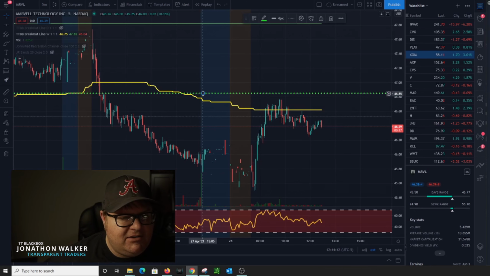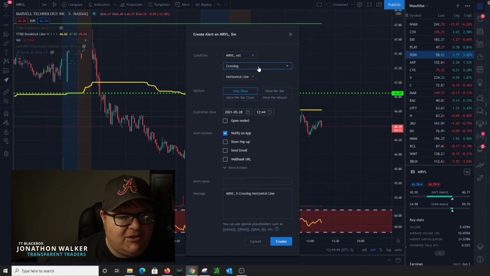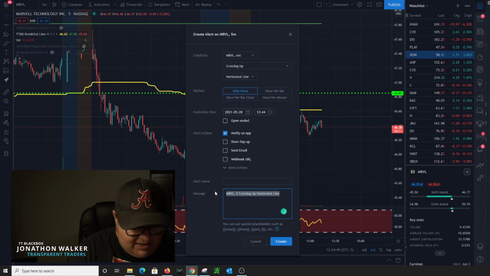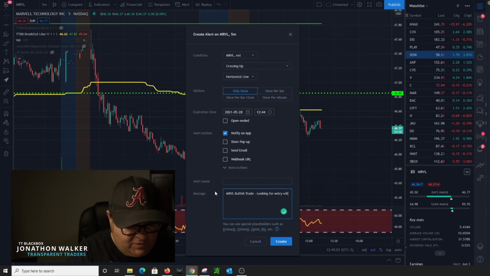So I'll come in here to alert. I want to see it crossing up, and then I'll say MRVL bullish trade, looking for entry with a break above 46.85. All right, and then I'll say create it.